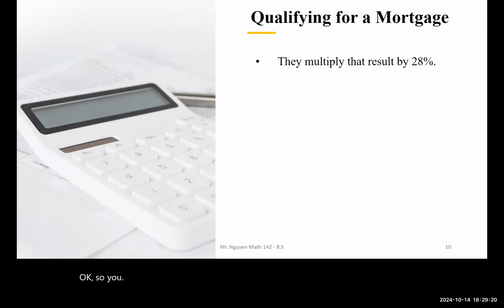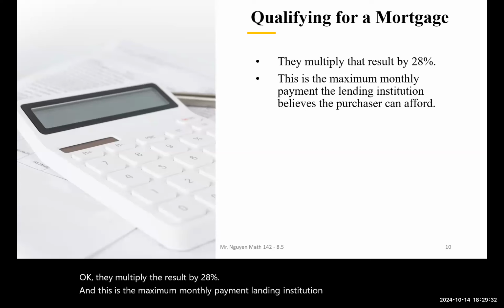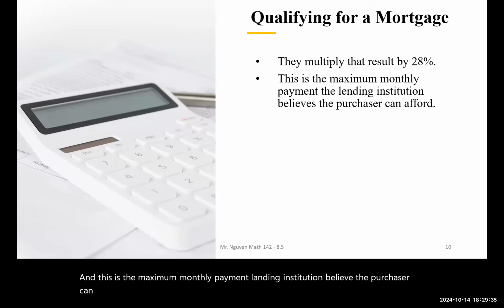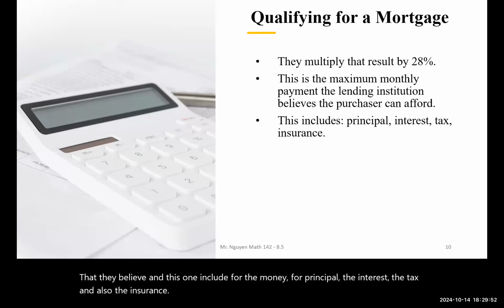Okay, they multiply the result by 28%, and this is the maximum monthly payment the lending institution believes the purchaser can afford. I don't think so. And this includes the money for the principal, the interest, the tax, and also the insurance. They do everything for us in there.